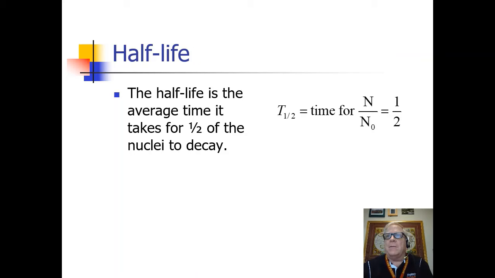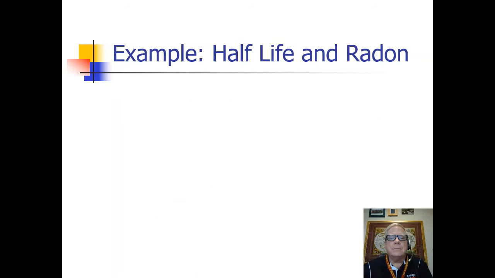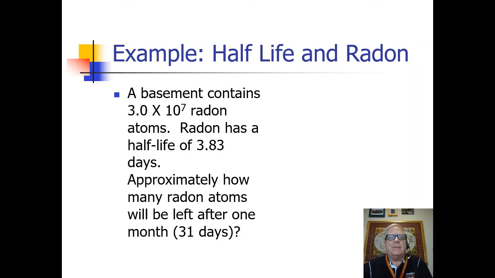So the mathematical definition would be this: the half-life, written as T sub 1/2, is the time for the number that you have now, which we'll abbreviate with a large N, divided by the number that you had originally, N naught, to equal a half. So after one half-life, N over N naught will equal a half. And after two half-lives, it'll equal half of a half, or a fourth. We can actually get pretty far in describing the mathematics of radioactivity simply by using that definition.